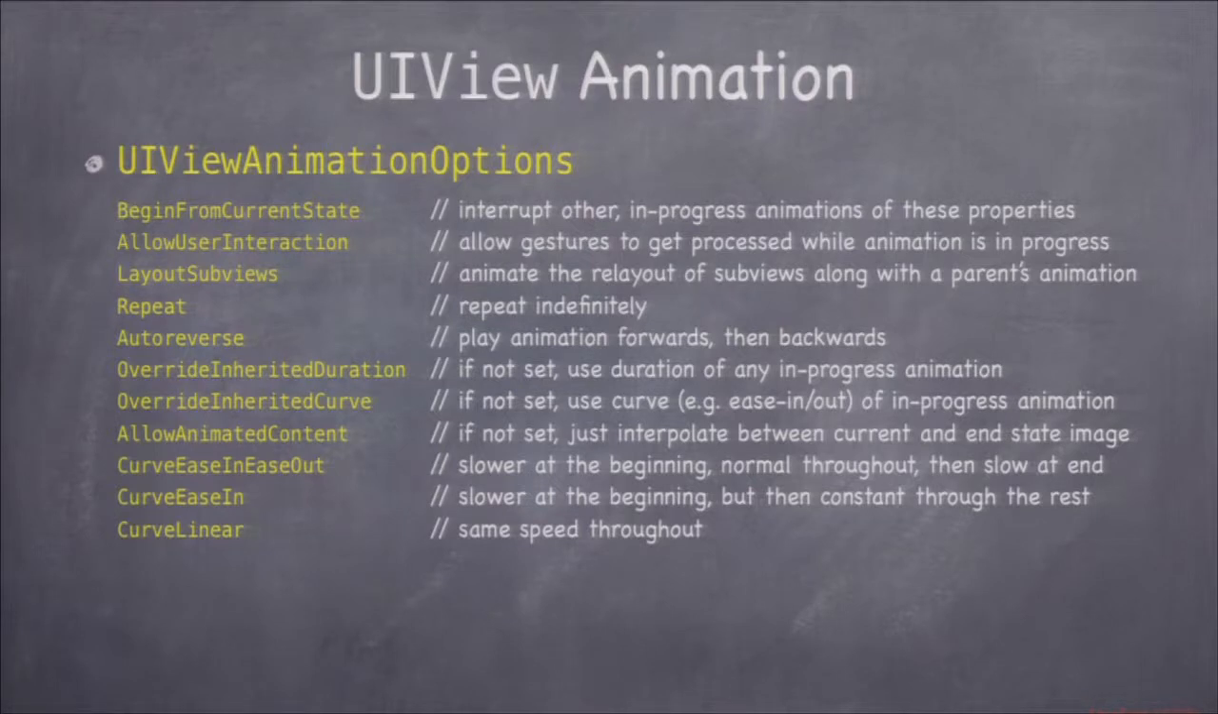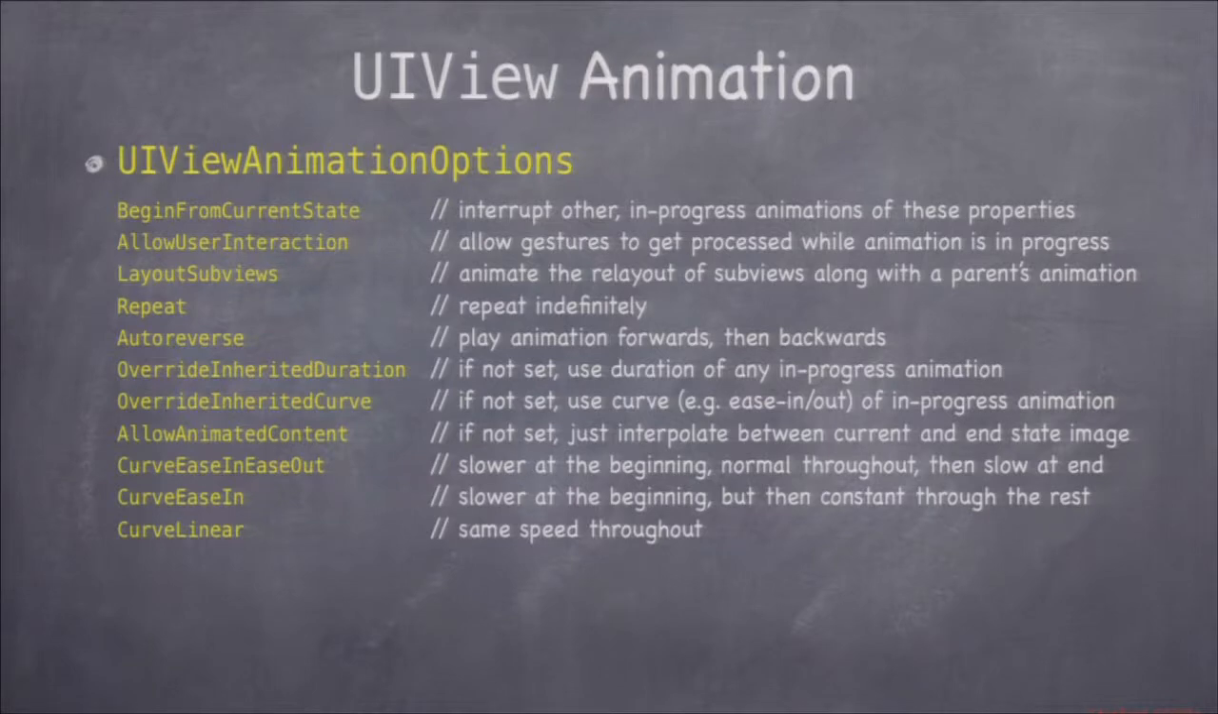All right, let's talk about some of the options. The first one's an interesting option, begin from current state. If you set this option on in the options list, what this means is if there's another animation going on that is animating the things I want to animate, then pick up from wherever they are when you do my animation. So if I'm doing that alpha thing and it's fading down to 0.2 or something, and then I issue another animation that goes up to 0.7 alpha, if I have the begin from current state option on, then it'll start at 0.2 and go up to 0.7.